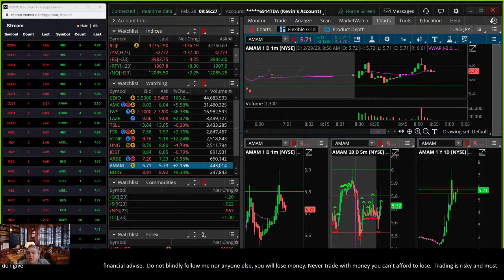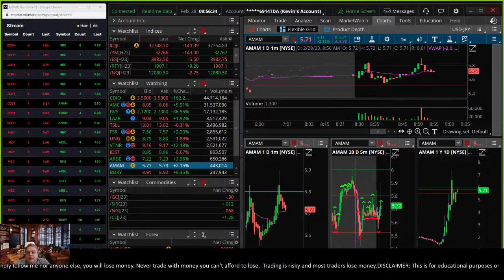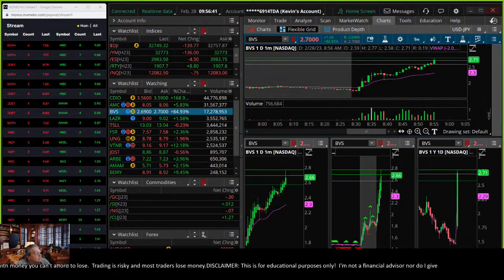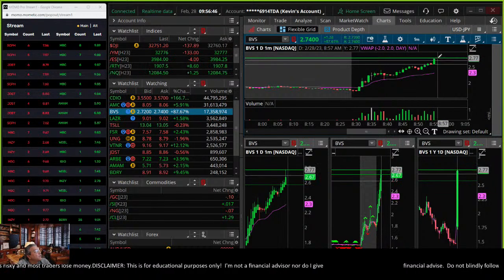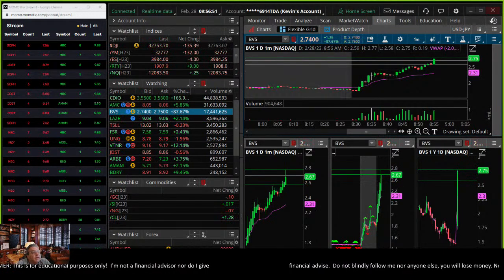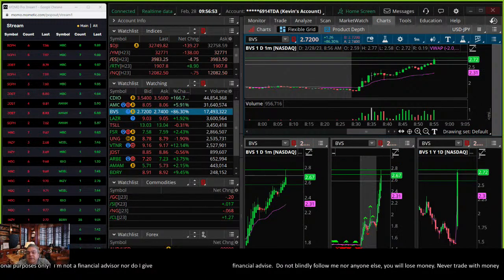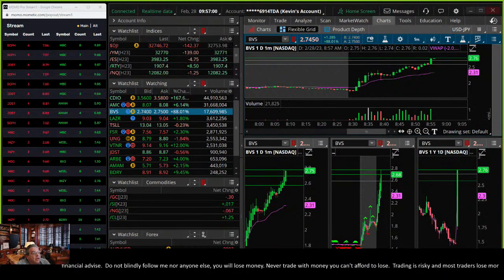All right, I'm buying a little bit more of AM here. Added to my AM long. Watching BVS still moving. Already hit target number 2 and working our way up to target number 3. Hitting target number 3. Take my nice little profit on BVS. Out of BVS, still running on AM.